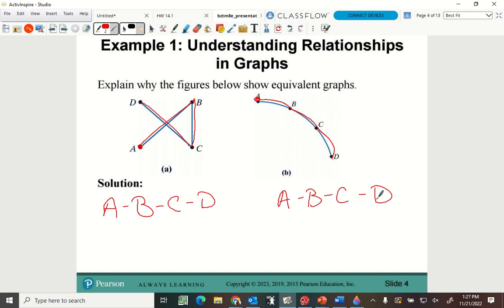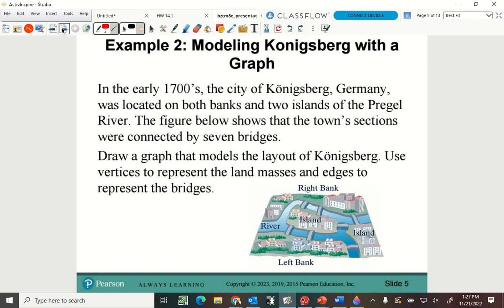Okay, let's go ahead and take a look at this next one here. Early 1700s, the city of Kronenberg, located on both banks and two islands of the Pringle River. The figure below shows that town sections were connected by 7 bridges. Draw a graph that models the layout of Kronenberg. Use vertices to represent landmass, edges to represent bridges. Now, this is actually where graph theory came from in the first place.